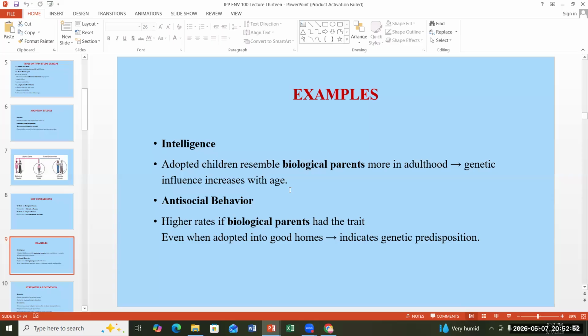For example, if biological parents had antisocial behavior, the same type of trait could be passed from the biological parents to the adopted child. Although the parents who have adopted are providing the child with a much more socialized environment, the child will still show antisocial behavior.